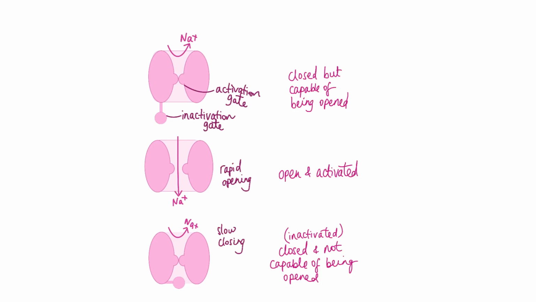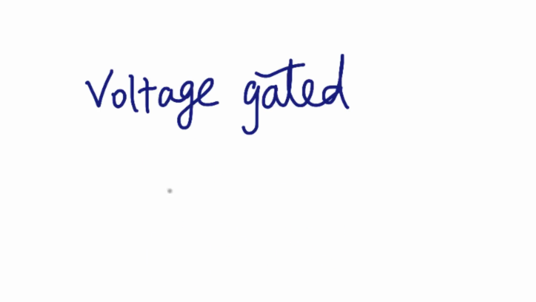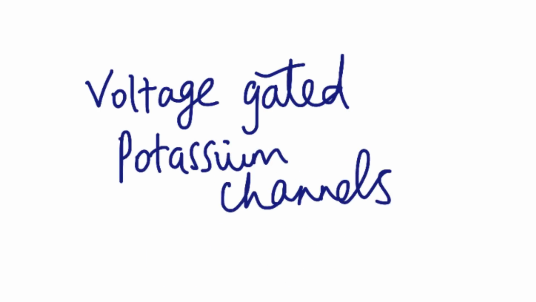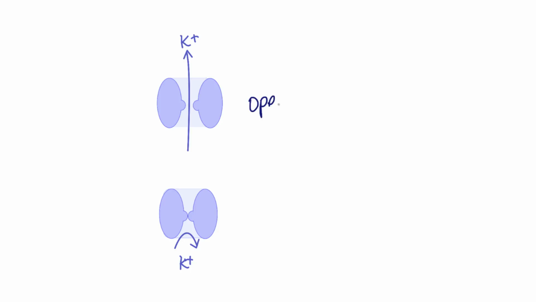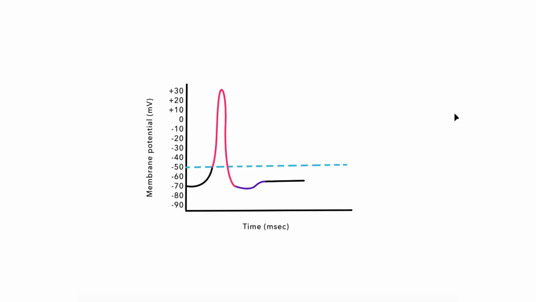The opening of sodium channels leads to depolarization. Potassium channels are much simpler. They are either open or closed. The opening of potassium channels leads to repolarization. The diagram shows the voltage of the membrane versus time in milliseconds.